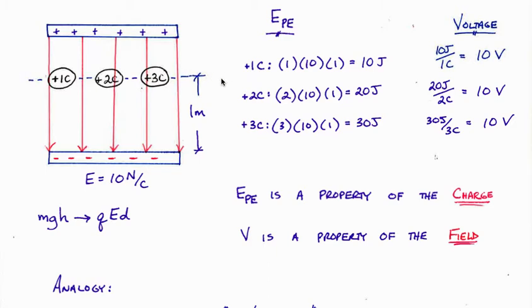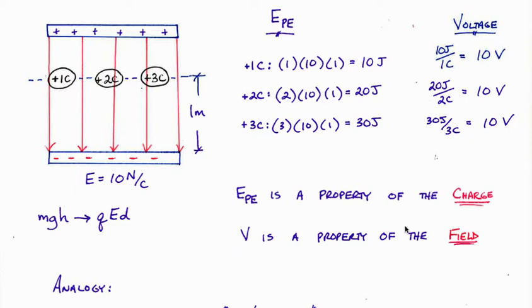Any charge I place there will get 10 joules per coulomb, which is what 10 volts means. So if I bring 1, I'll get 10. If I bring 2 coulombs, I'll get 20. If I bring 5 coulombs, I'll get 50. So the voltage is not a property of the charge. A voltage is the property of a location or a region in the field. So the potential energy is something the charge possesses, and the voltage is something the field possesses.